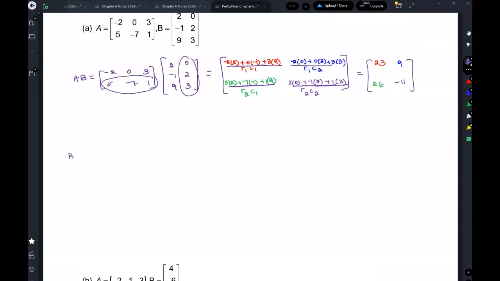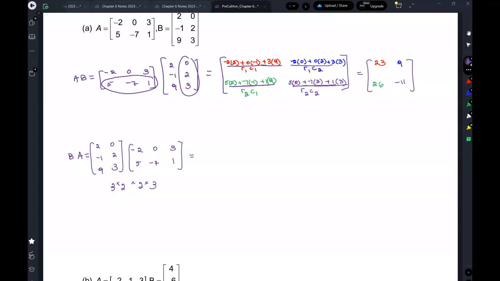Okay, next we're going to do B times A. B times A means it's going to be this one: 2, negative 1, 9, 0, 2, 3, times the other matrix. And I really suggest writing these out because otherwise, you'll drive yourself crazy going back and forth. Okay, let's see. Dimensions first. This is a 3 by 2 and a 2 by 3.